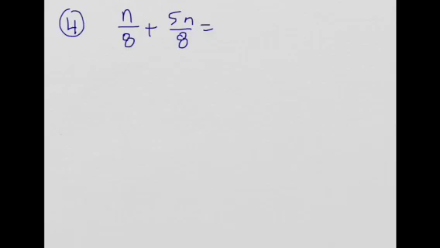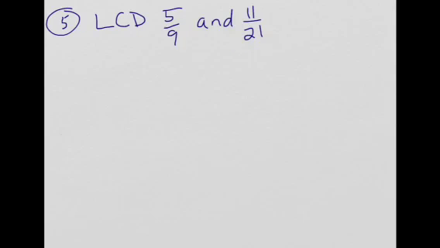Our common denominator here is 8. We have 1n plus 5n is going to be 6n. Now in this case we have to simplify because 2 can go into 6 3 times and 2 can go into 8 4 times, and n stays on the top.